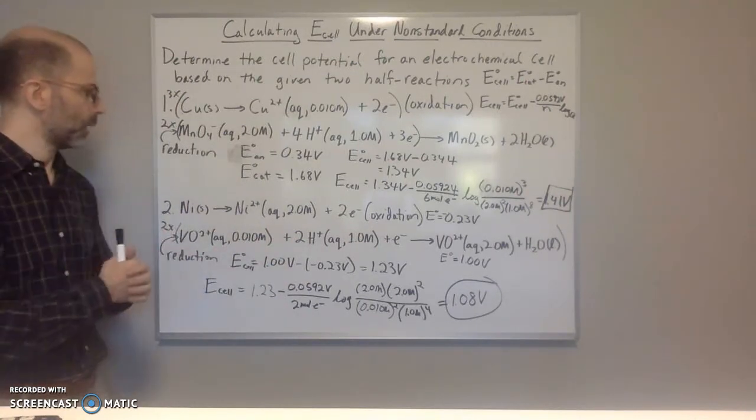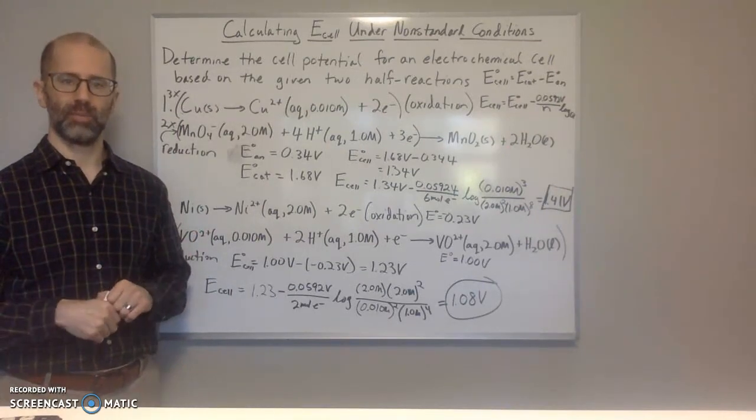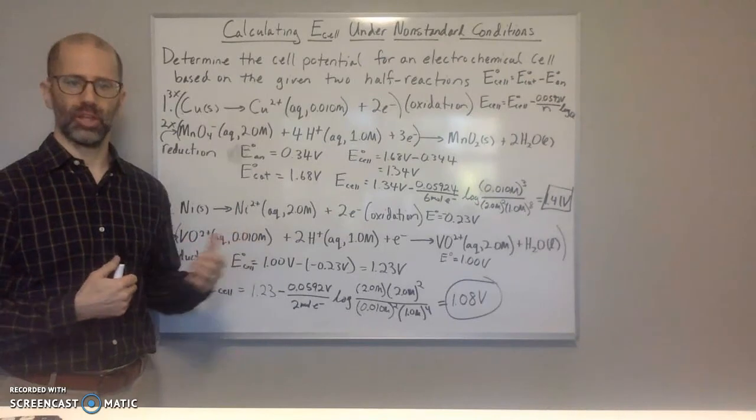So that is how you are able to find the non-standard cell potential using the Nernst equation.